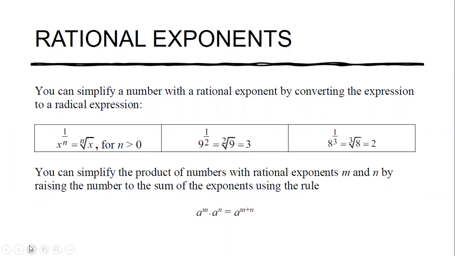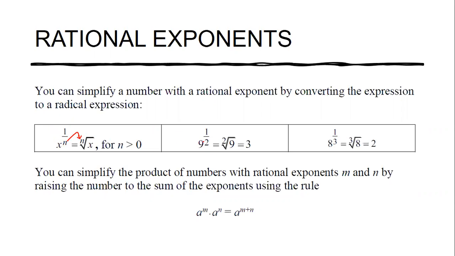So for example, if I have x to the 1/n, that n represents the index of my radical. So the n is the index of my radical. Notice it's 1 over n. So the n is the index of the radical.